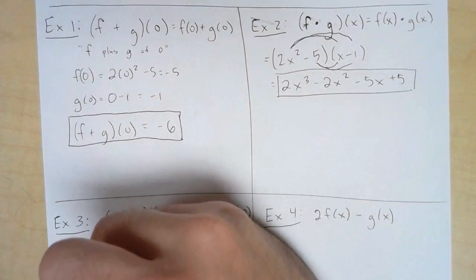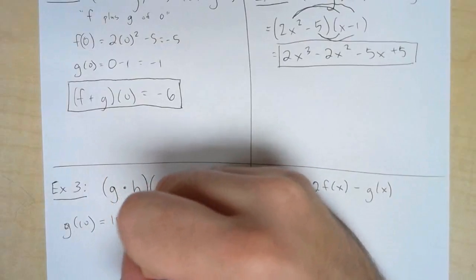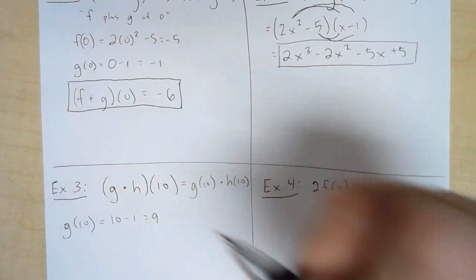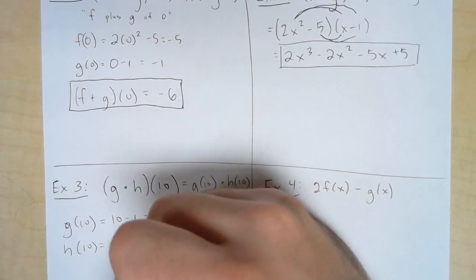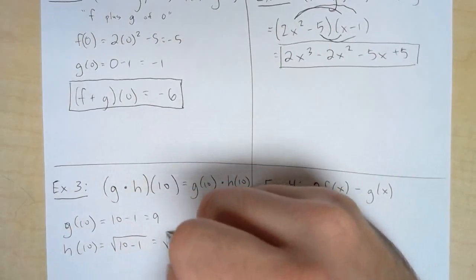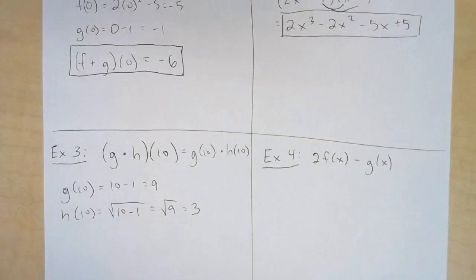So g of 10, which is, let's see, 10 minus 1. It's going to give us 9. And then h of 10 is going to be the square root of 10 minus 1, which is the square root of 9, which is 3. We're just looking for the principal root here, not all of them.